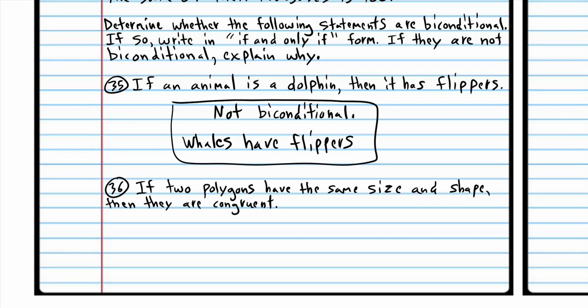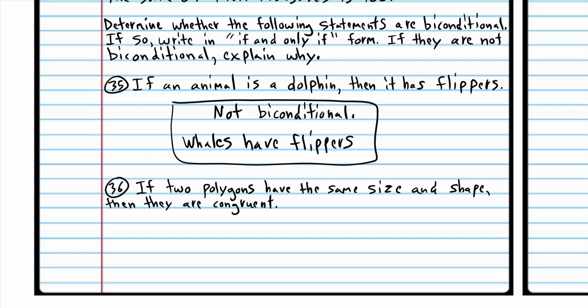All right, we're back. So if two polygons have the same size and shape, then they are congruent. All right, so that's true. So now let's see, and remember, the original statement has to be true also. Sometimes the original statement is going to be incorrect. If the original statement is false, then obviously it can't be biconditional. So both the original and the converse have to be true.